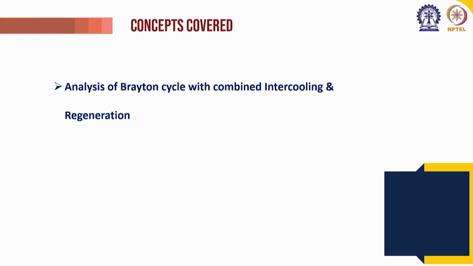We are going to analyze the Brayton cycle, which we know already is the basic gas turbine cycle, when it is combined with intercooling as well as with regeneration. And we are going to see that this is a very powerful combination and this can lead to significantly high efficiency of the cycle, as well as, because of adding intercooling to regeneration, the scope for regeneration increases quite significantly.